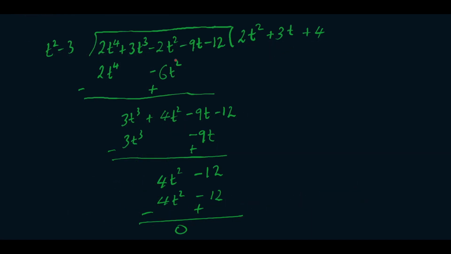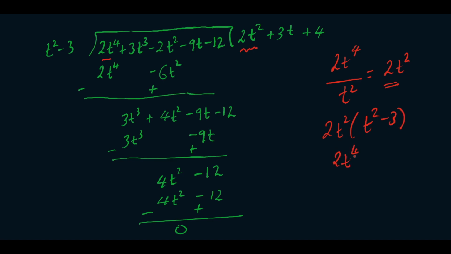So our first term is 2t to the power 4. We have 2t to the power 4 divided by t square. So this gives us 2t square. So our first factor will be 2t square. So we multiply our g of x with 2t square. So 2t square times t square minus 3 gives us 2t to the power 4 minus 6t square.